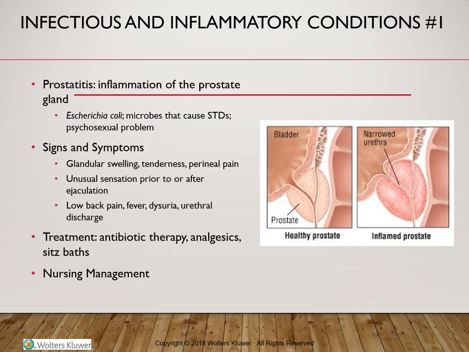Now, in terms of nursing management, we need to address the sexual partner, explaining the need to treat both of the partners, otherwise reinfection may occur. Also, we may advise our patients to avoid caffeine, prolonged sitting, and constipation, because they can be irritants of the prostate. Another thing that may be needed in some patients is to teach them how to drain the prostate by massaging it periodically, or by eliminating all the fluids that accumulate in the prostate through masturbation or intercourse.